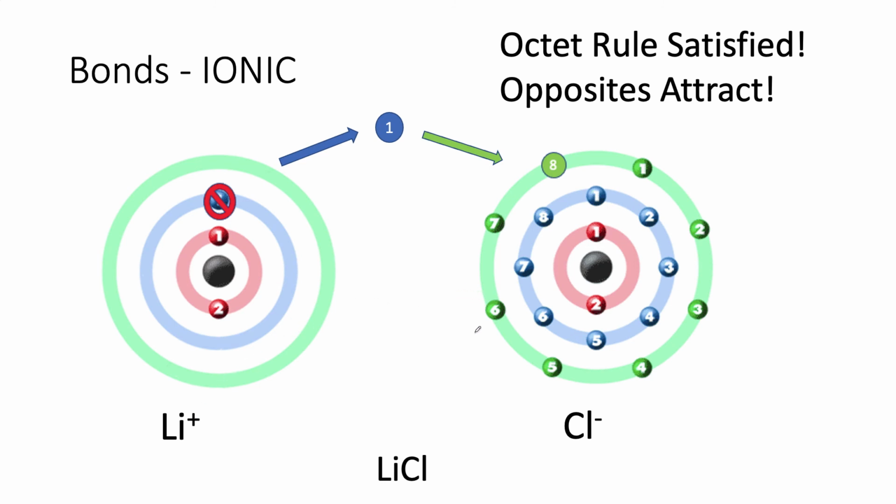Lithium is positively charged, chloride is negatively charged, and as we know, opposites attract. Lithium and chloride become attracted to one another because of their opposite charges. So this is called an ionic bond, and it's called an ionic bond because it's made up of ions. As long as you remember that an ion is a charged particle, you'll be fine with ionic bonds.